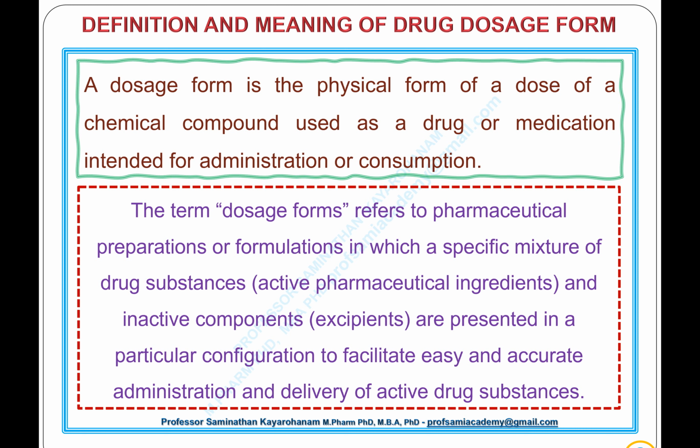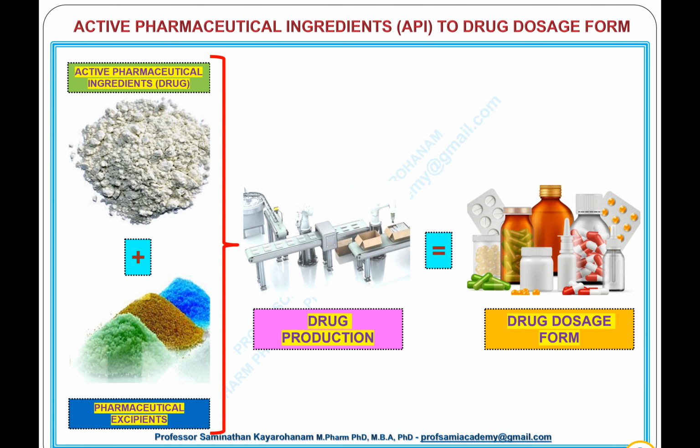A dosage form is the physical form of a dose of a chemical compound used as a drug or medication intended for administration or consumption. The term dosage forms refers to pharmaceutical preparations or formulations in which a specific mixture of drug substances, active pharmaceutical ingredients, and inactive components, excipients, are presented in a particular configuration to facilitate easy and accurate administration and delivery of active drug substances. Next slide, active pharmaceutical ingredients to drug dosage form.